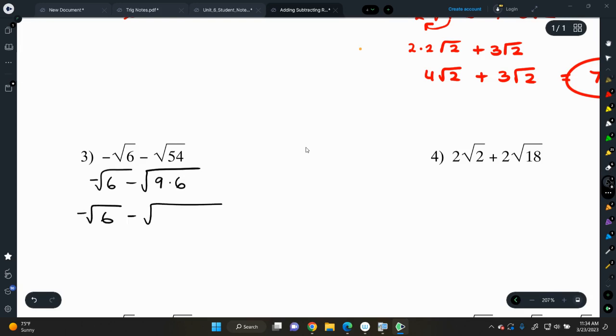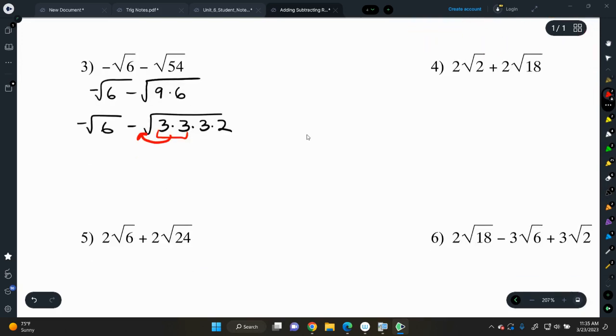And then 9, we're going to rewrite as 3 times 3, and then 3 times 2. Okay, so now we can take the 3's out. So we have negative root 6 minus 3, and then we'll multiply those back together. It's root 6. Everybody good with that?